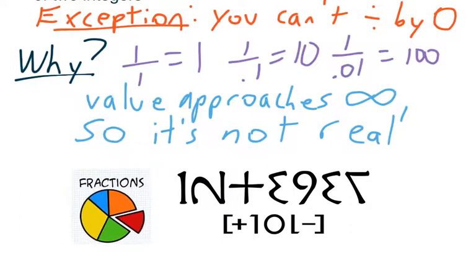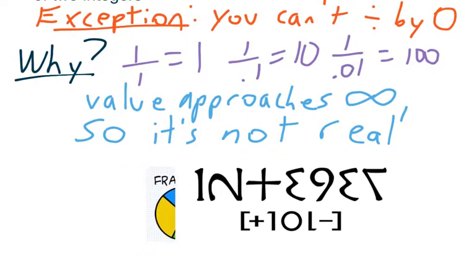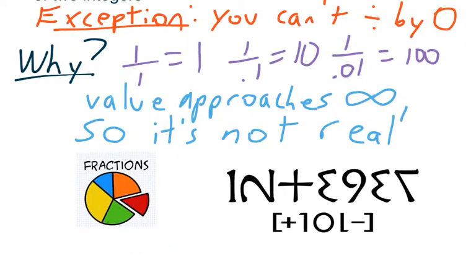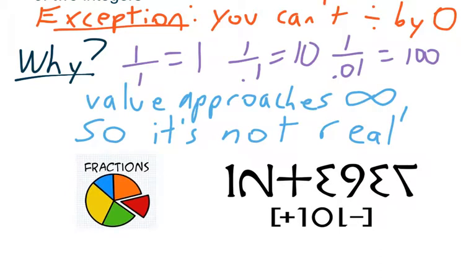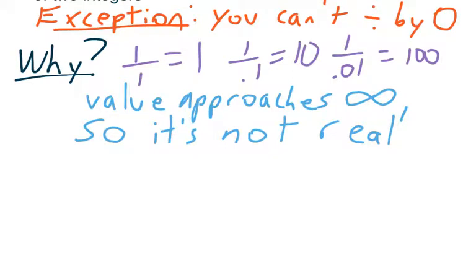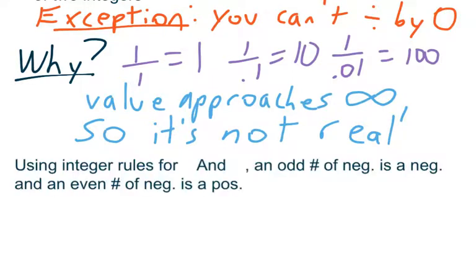So when fractions and integers collide, it can get messy if we don't know our integer rules. So our integer rules we got to remember. So using our integer rules for multiplying and dividing, an odd number of negatives gives us a negative number, and an even number of negatives is a positive. So all we do is count the negatives.